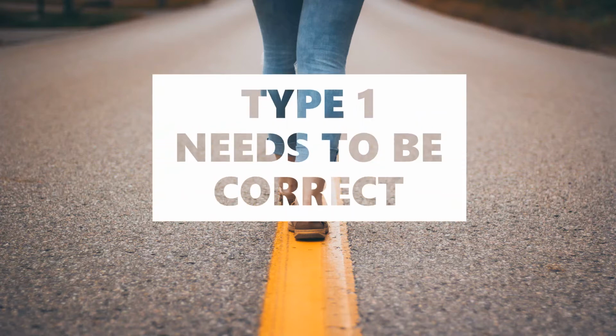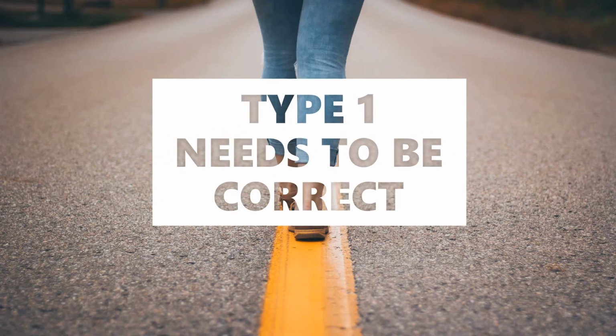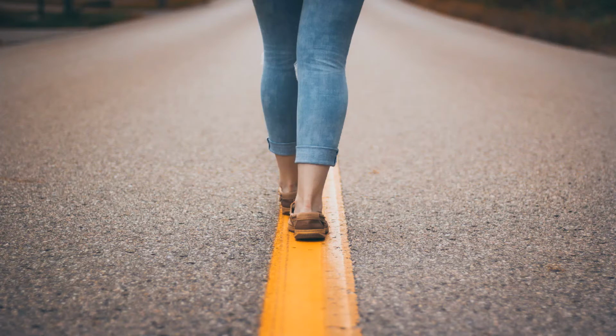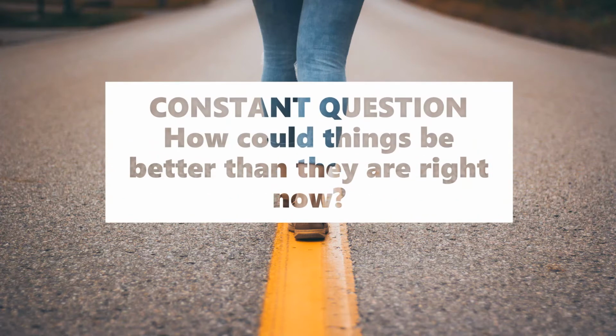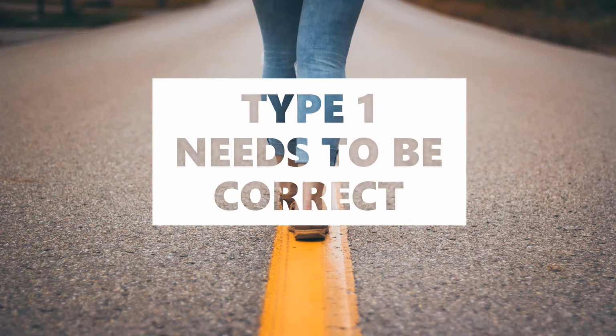Type 1 needs to be correct. They need to be correct, not just themselves, but they need everything around them to be correct. They desire everything to be right with no errors. And the constant question they are asking themselves is, how could things be better than they are right now? Because they desire everything to be correct with no errors, and they need to be correct, both themselves and for the world around them. So that's type 1.